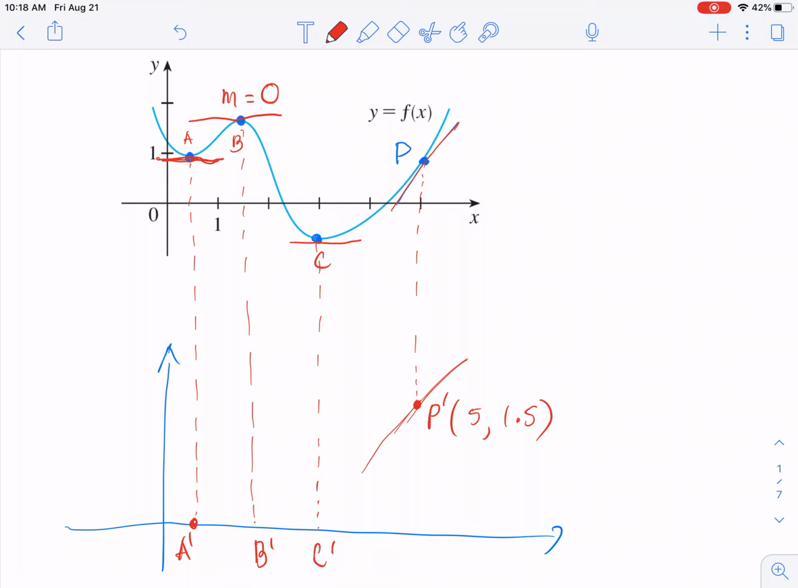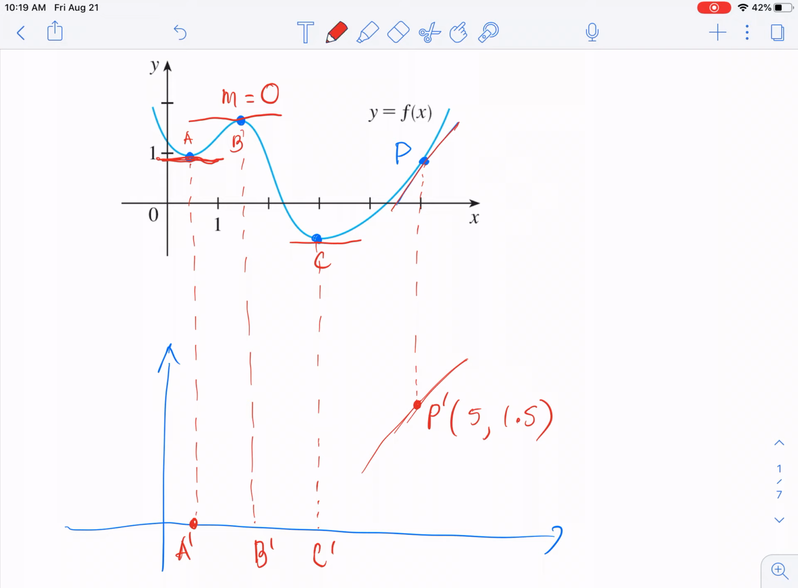Now we have to notice something. We know that the derivative is 0, and the graph of f prime crosses the x-axis at the points A prime, B prime, and C prime, directly beneath A, B, and C. But between A and B, the tangent has positive slope. You see right here, the tangent has positive slope. From B to C, the tangent is negative. Keep that in mind.